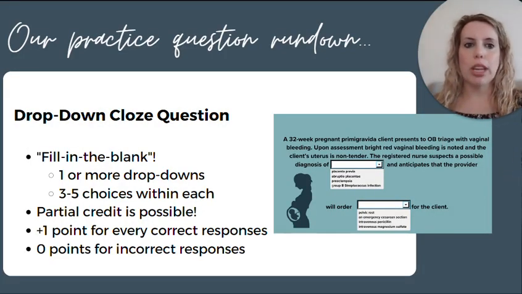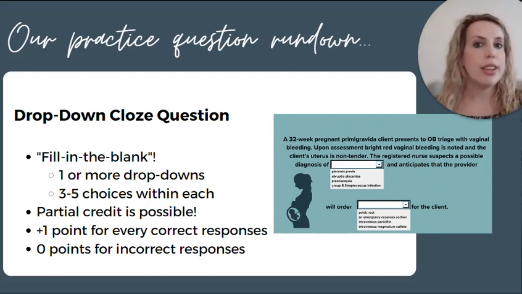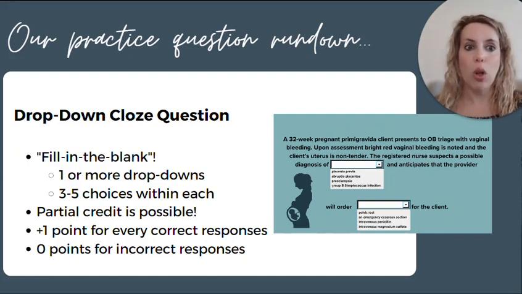Today we are going to be working through a practice question where you will need to first analyze for any trends that are occurring and then answer a drop-down cloze style question. As a refresher, with drop-down cloze questions, there will be one or more drop-downs to complete. Within each drop-down, there will be between 3 and 5 answer choices. Just fill in those blanks and make sure the sentence makes sense as a whole.